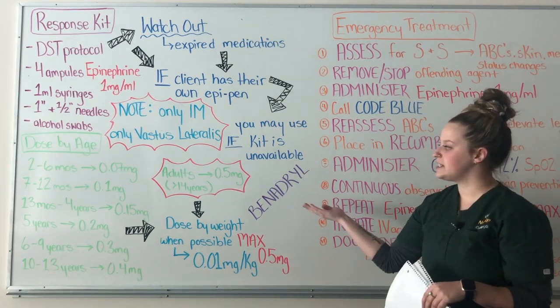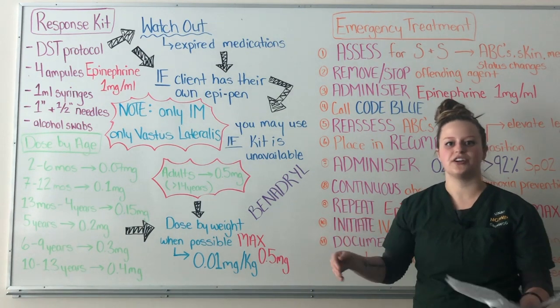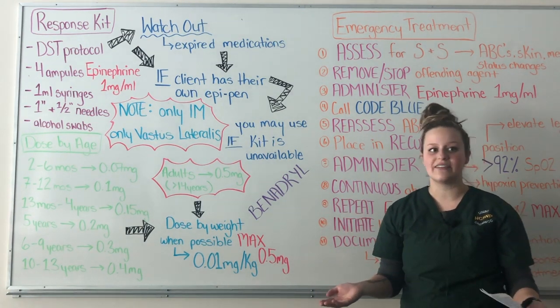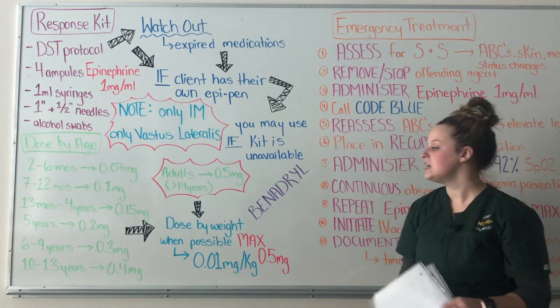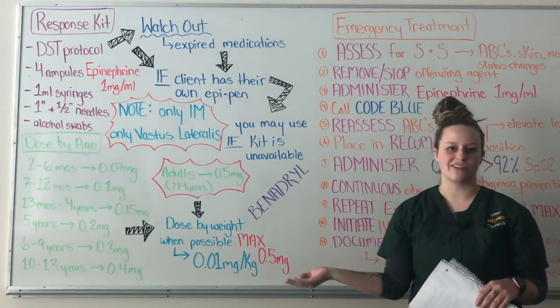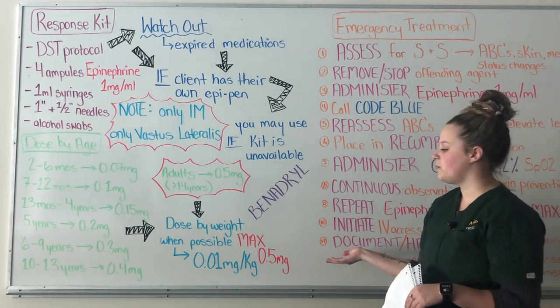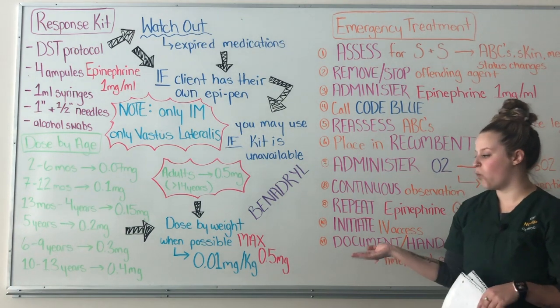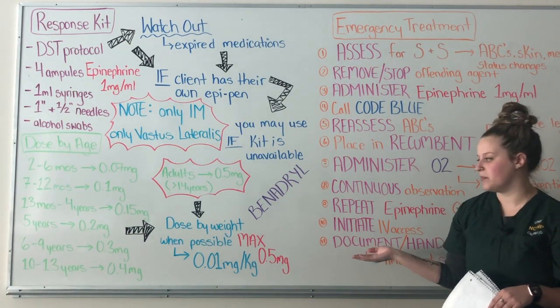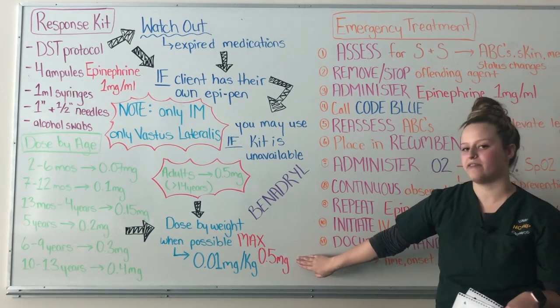If it isn't an adult, it's less than 14, or if your adult is 16, 17, even 30, but really petite, you're going to want to go by weight if you have a recent weight. If you're going by weight, you're going to go 0.01 milligrams per kilogram to a max of 0.5.